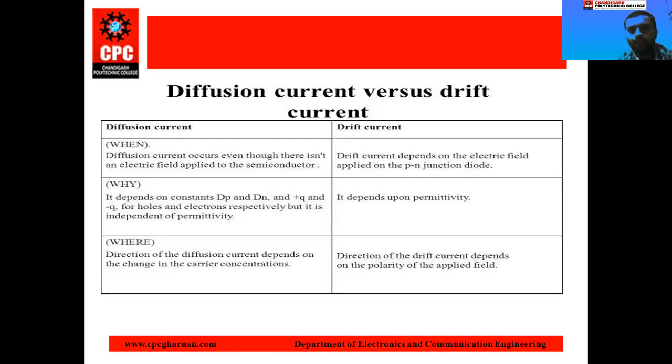On the other side, drift current comes out when an external voltage is applied on the PN junction diode. With the help of the external voltage, the electrons and holes are recombined and current can flow in the circuit, which is known as drift current. This is the difference between drift current and diffusion current.